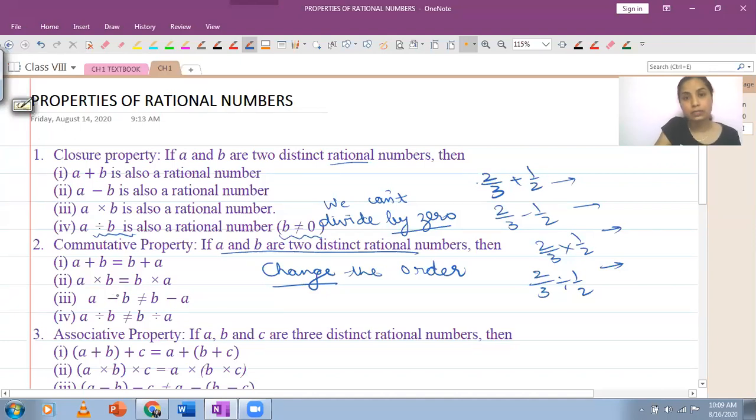In addition and multiplication you can change the order, so I've used equality sign. So if we are having two numbers a and b, I could add a plus b, or I could say b plus a. I can write it in different order.